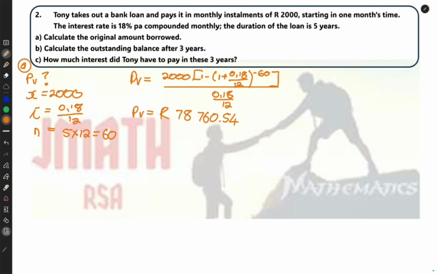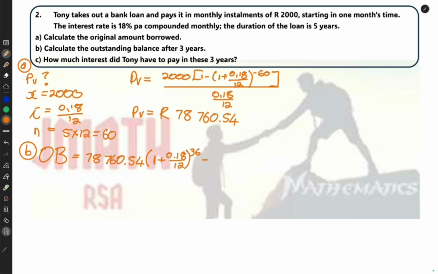Question B, calculate the outstanding balance after 3 years. So you now know the formula. I am just going to sub into the formula and then see what we get. We are going to take the total that he borrowed. So that's my P value, 78,760.54. We're going to add a compound interest bracket, so 1 plus 0.18 over 12. They are asking me for the balance after 3 years. So not 60 months, but 36 months, actually.